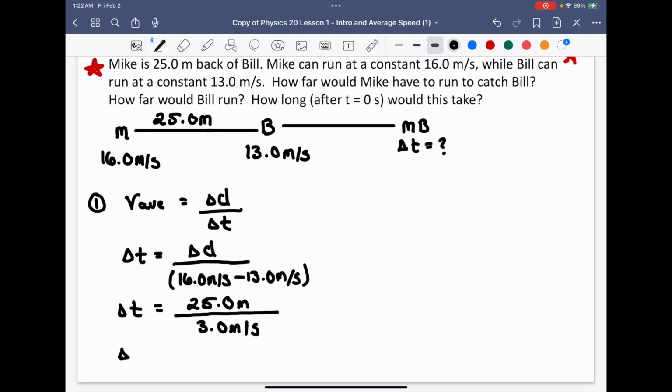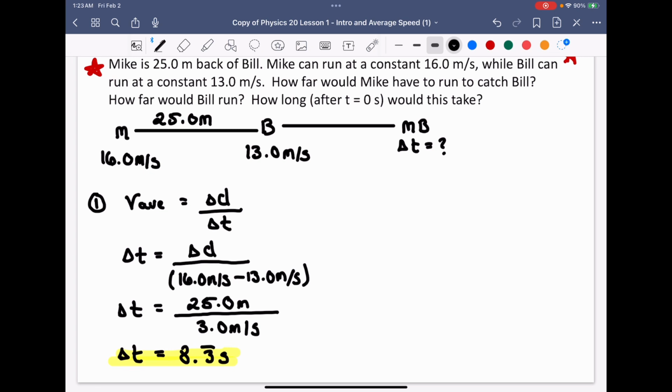And what you would find is if you type this in, the time required for both of these two people to catch up to each other, or more specifically for Mike to catch up to Bill, is equal to 8.3 repeated seconds. So this is that first piece, or more importantly, the way that the question asked it, it's more like the last piece they asked for. How long after time 0 would it take? 8.3 seconds. Okay, now if we wanted to use significant digits as well, we would probably say that it would be 8.33, but because this isn't technically the final solution, I'm just going to leave it as that.